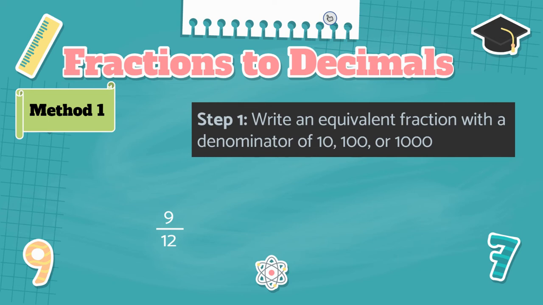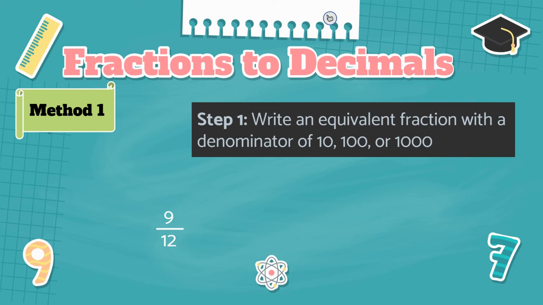We know how to write equivalent fractions. You've been doing it with ratios and rates for 2 weeks. You took a test on it. Every time you simplify, that's an equivalent fraction. So we have to find another fraction, but the denominator has to be 10, 100, or 1,000.